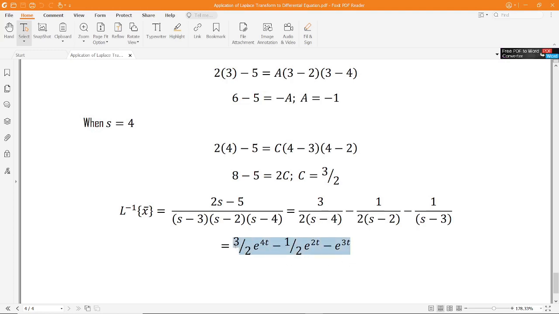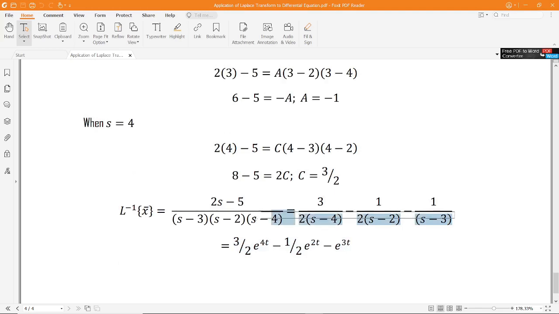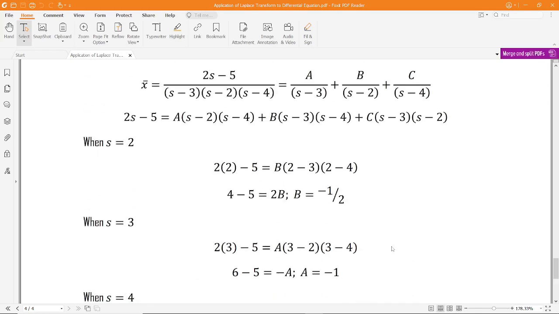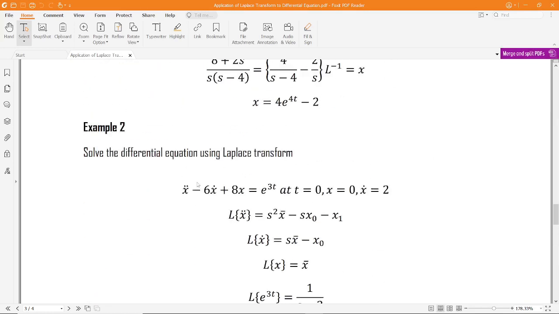And this is the inverse of this transform, which is our x bar, because the inverse of x bar is x, which is our x, and that is the solution for the second example, which is the second derivative of x in this case. Thank you very much.